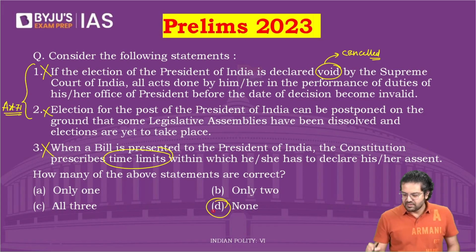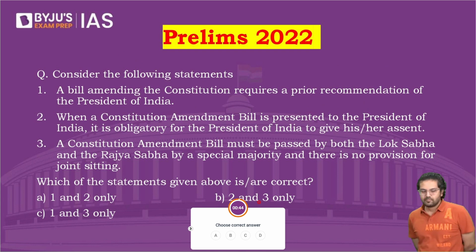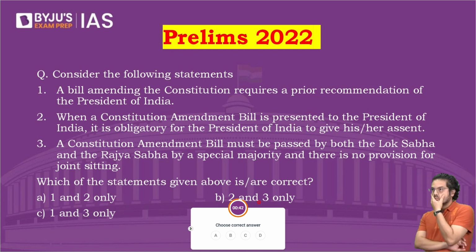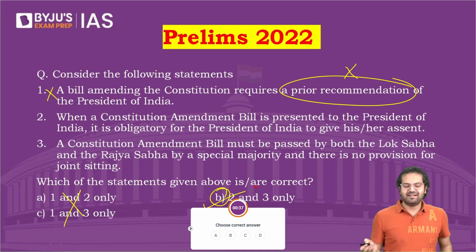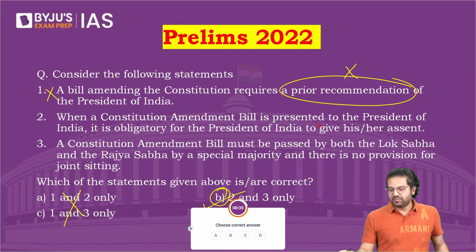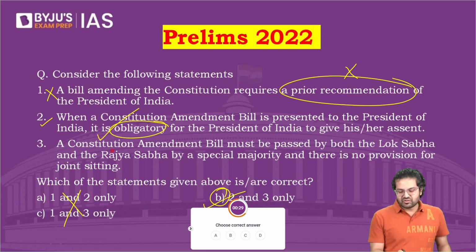D. None. This is the answer. When a bill is presented to the president, it is obligatory for the president to sign. Yes, correct. A constitution amendment bill must be passed by both the Lok Sabha and Rajya Sabha separately by a special majority, and there is no provision for joint sitting. Absolutely correct. B, 2, and 3.